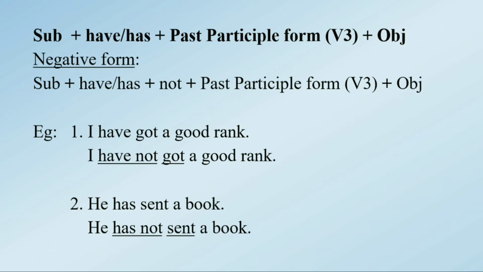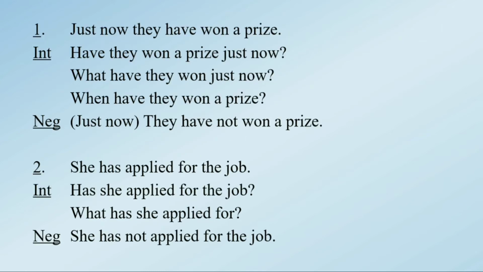Now look into the other examples where you have all the three forms. Just now they have won a prize. That is the affirmative form. Interrogative form: Have they won a prize just now? So only a simple change. Displacement of have. It is brought to the first place. Have they won a prize just now?